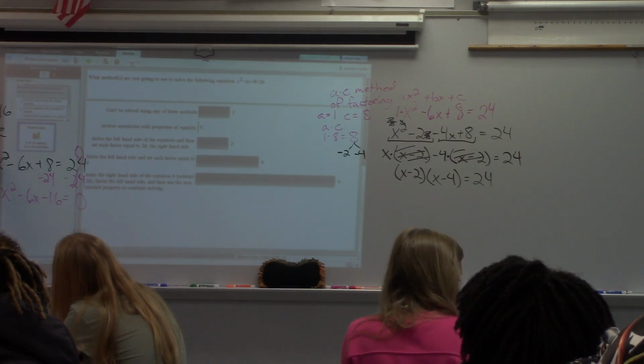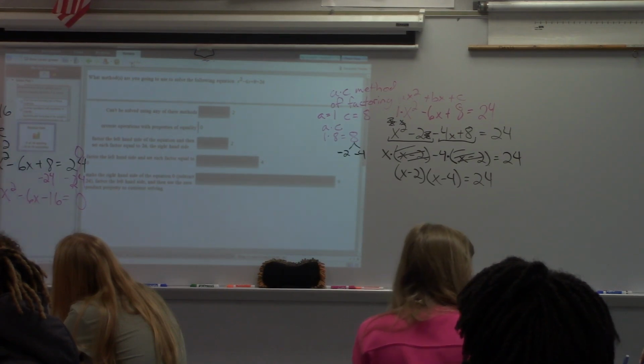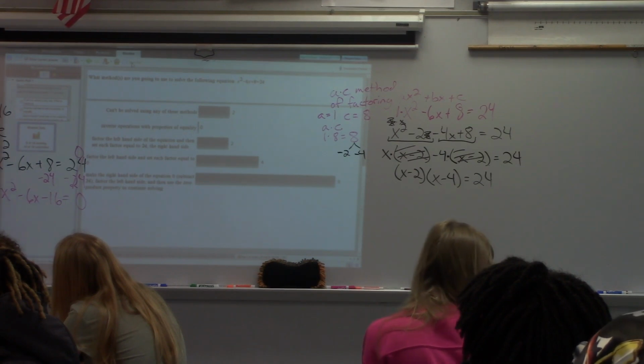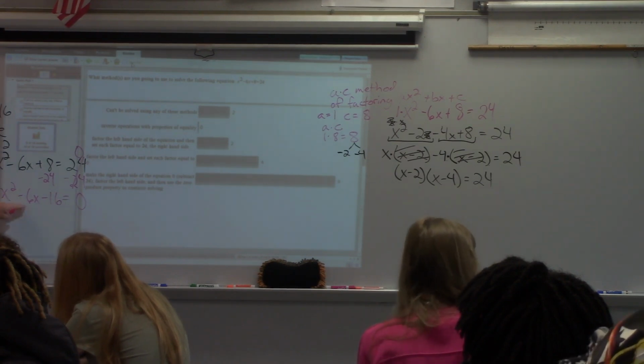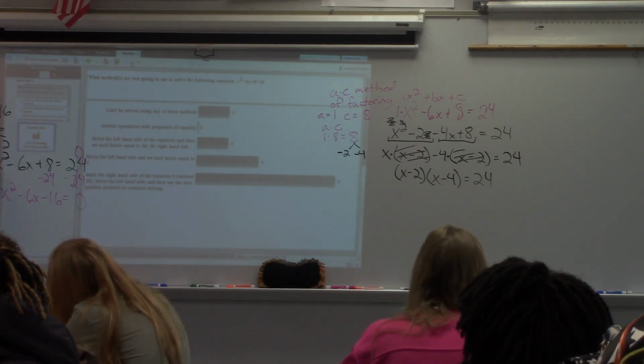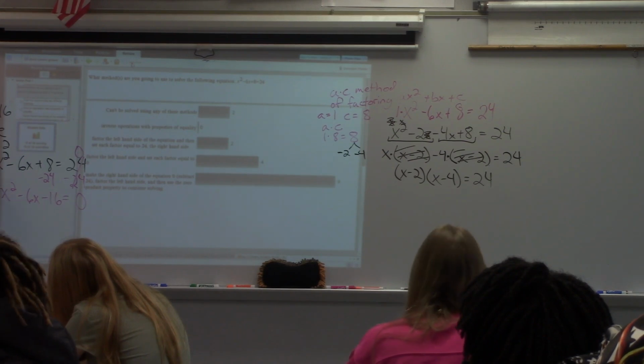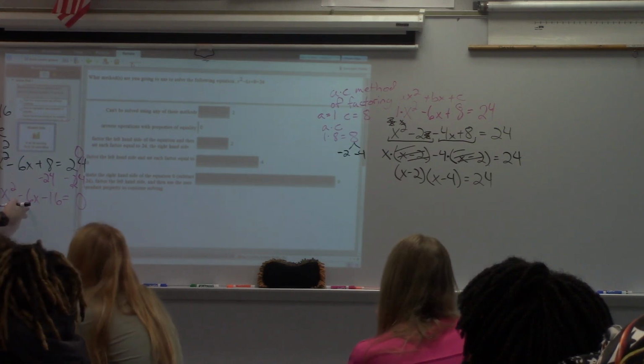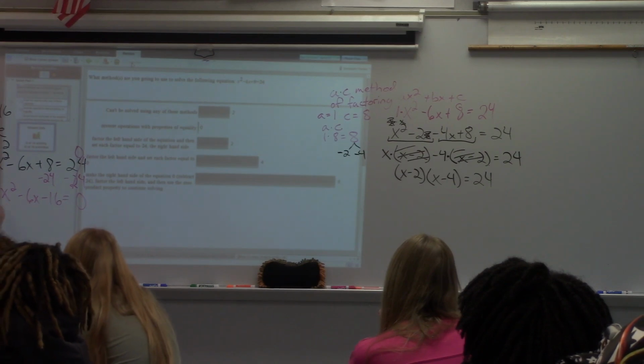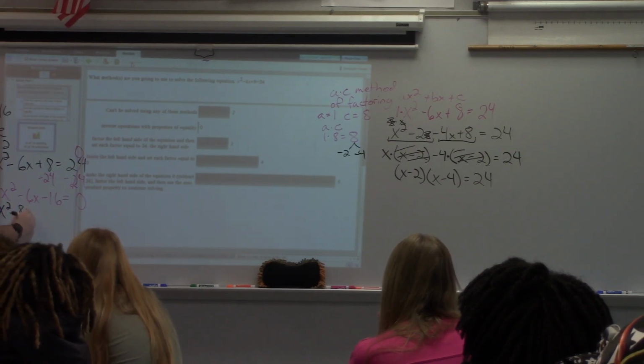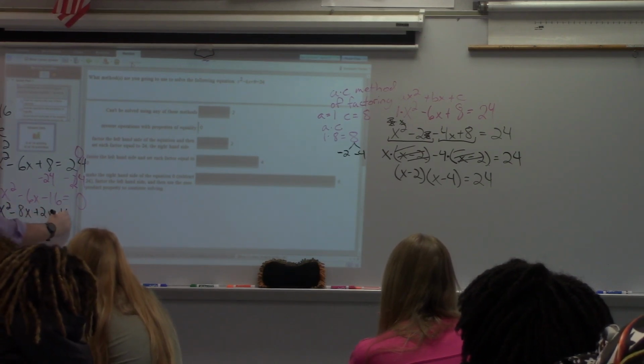What was it? Okay. Some kind of negative somewhere. So 8 times 2 is 16. Obviously it's got to be a negative. Which of those needs to be negative to get a negative 6? Negative 8 plus 2 is negative 6. So x squared minus 8x plus 2x minus 16 equals 0.